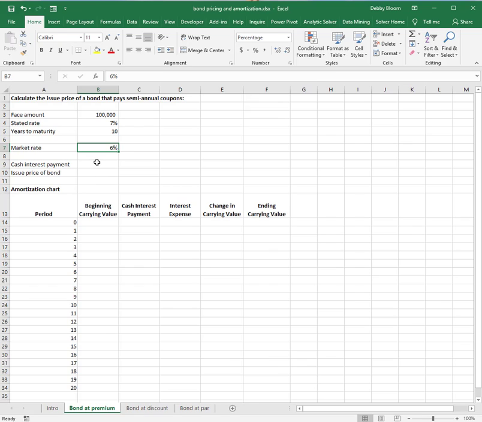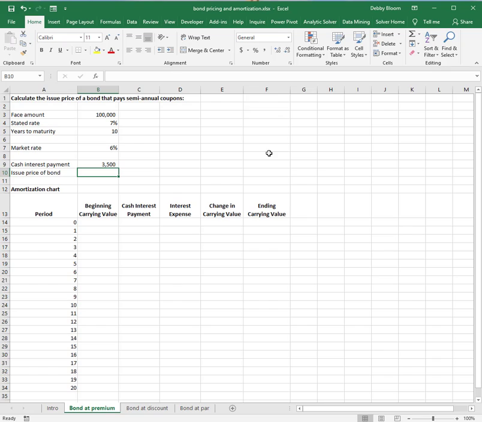So first, let's calculate the cash interest payment, which is only dependent on the face amount and the stated rate, not on the market rate. So as I said, every 6 months the company must pay the face amount multiplied by the stated rate multiplied by 1/2 or divided by 2, because the payment is semi-annual. So in this case, the company must pay $3,500 every 6 months to the lender.